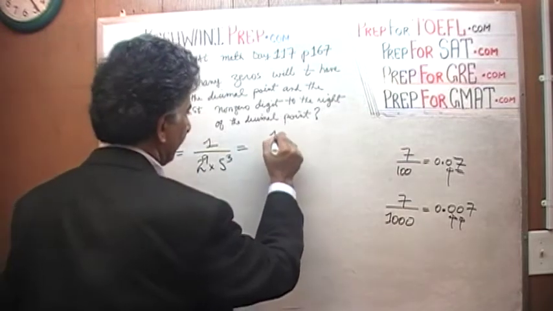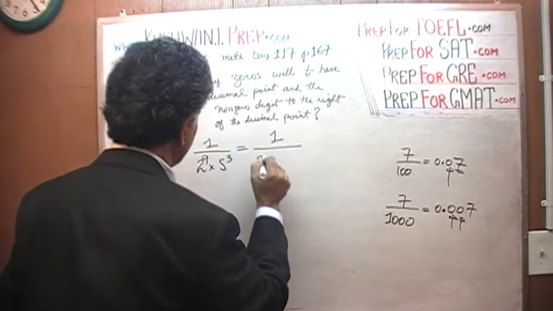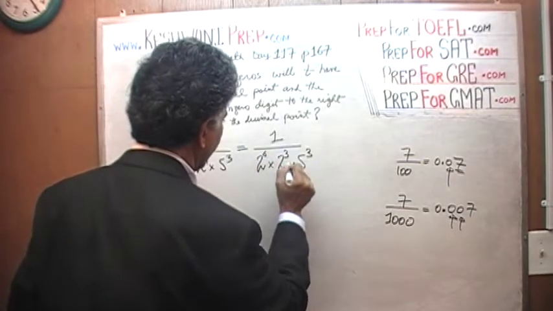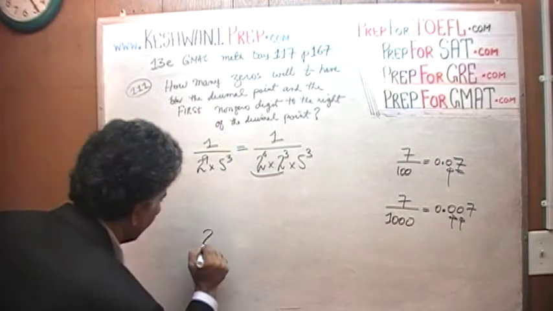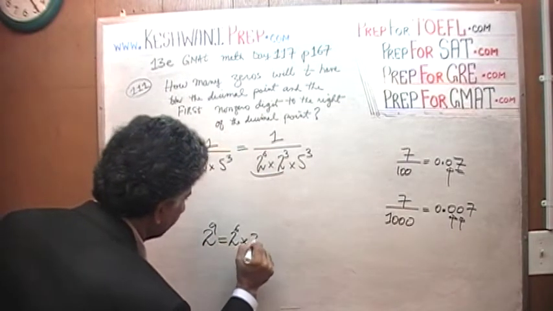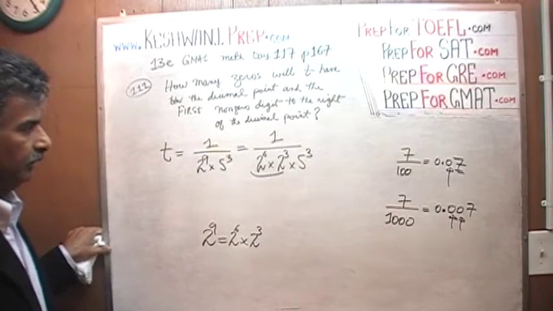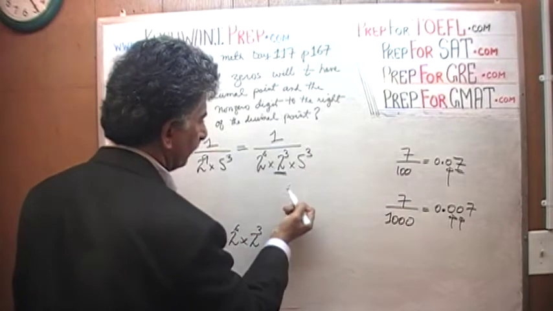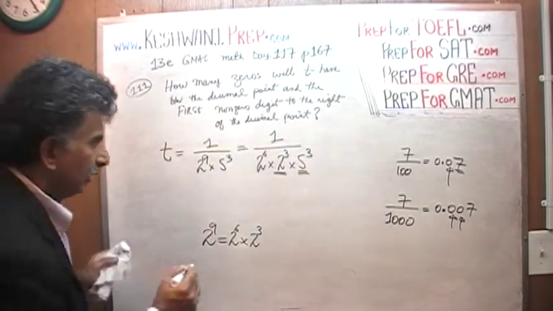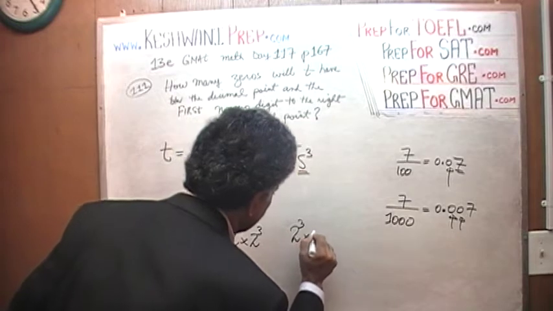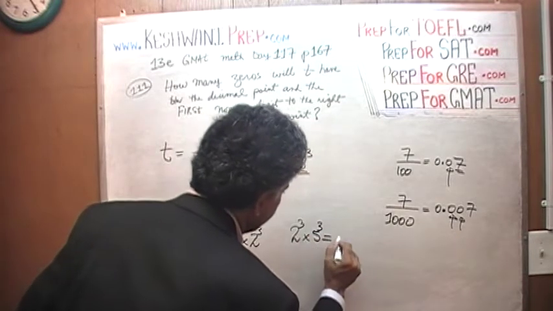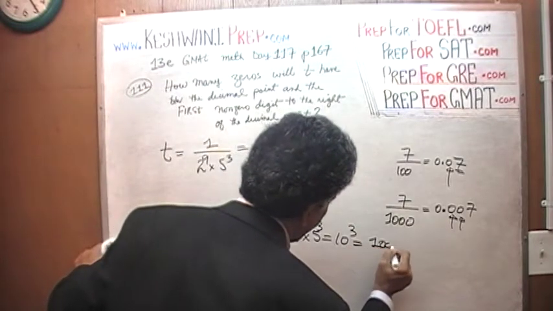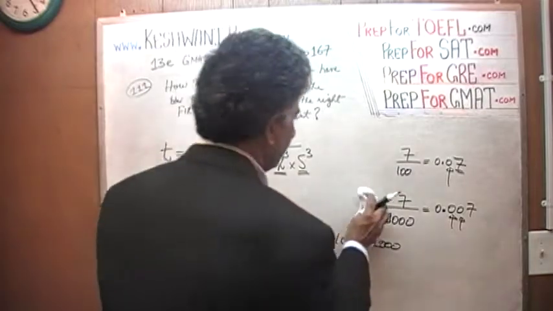We can write this quantity as 1 over 2 raised to 6 times 2 raised to 3 times 5 raised to 3. In other words, we are breaking the 2 raised to 9 into 2 raised to 6 times 2 raised to 3. Why are we doing it? Because now this quantity is raised to the third power and this quantity is raised to the third power. 2 raised to 3 times 5 raised to 3 can be written as 10 raised to 3, which of course is the same as 1000. So that's what we're going to do here.